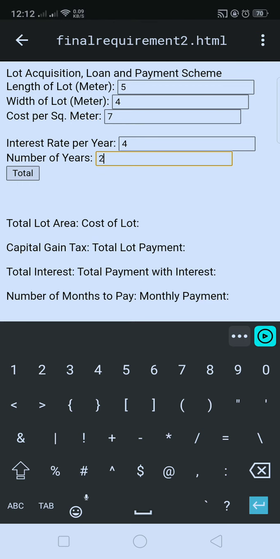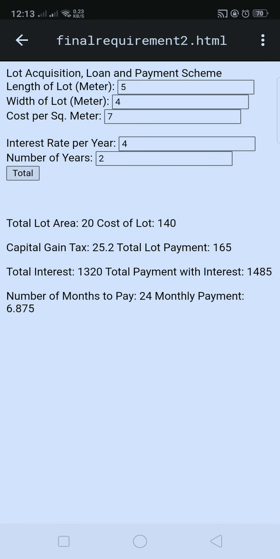Then total lot area is 20, cost of lot is 140, capital gain tax is 25.2, total lot payment is 165, total interest is 1,320, total payment with interest is 1,485. Then number of months to pay is 24, monthly payment is 6.85.